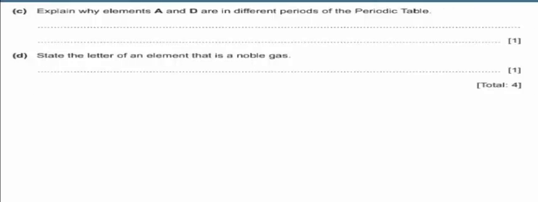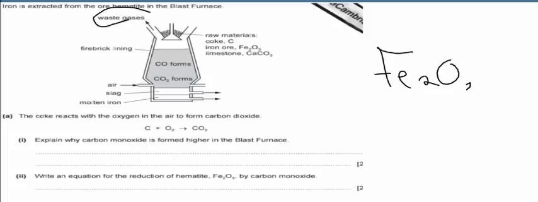The next question is coming from the extraction of metals, specifically the extraction of iron. It is saying iron is extracted from the ore, which is haematite. Haematite is just iron(III) oxide, Fe2O3. So iron is extracted from the ore haematite in the blast furnace. We have the waste gases here, an example of which is carbon dioxide.